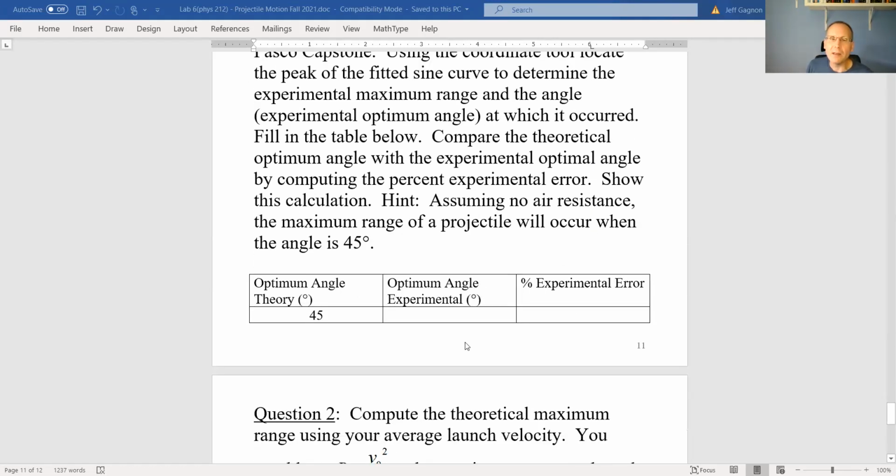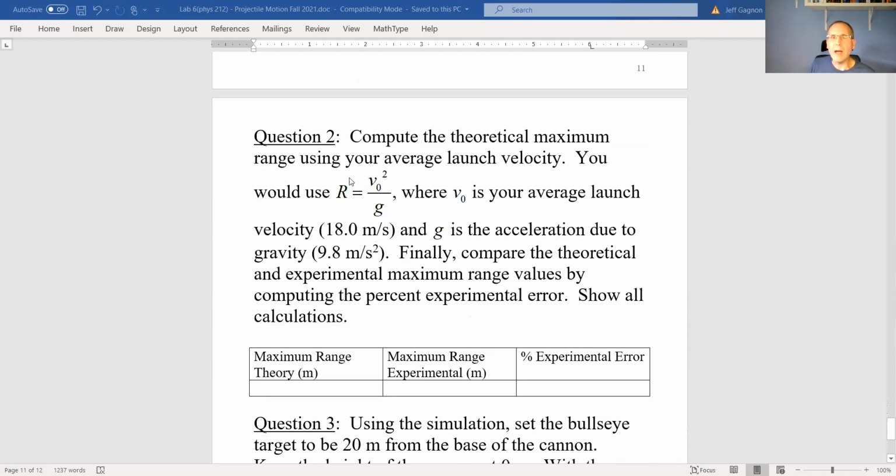Then compare, just like we did before, your optimal angle experimental to the theoretical optimal angle, which is 45 degrees, by computing a percent experimental error. And then compare the max ranges. So compare your max range experimental. This comes from your graph, right, from the coordinate tool. And in theory, you have to calculate by using V naught squared over G.